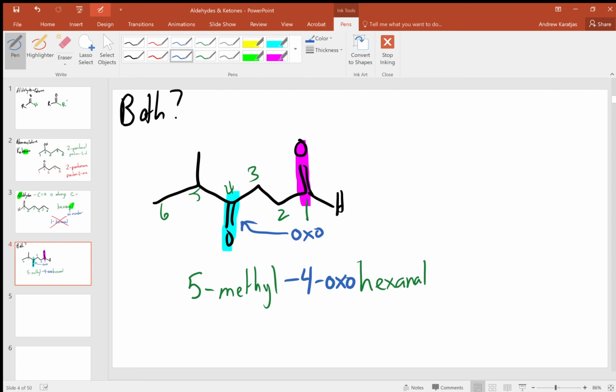So at this point, you'll want to take a look at in-class exercise number 7, which will give you some practice dealing with nomenclature of aldehydes and ketones.